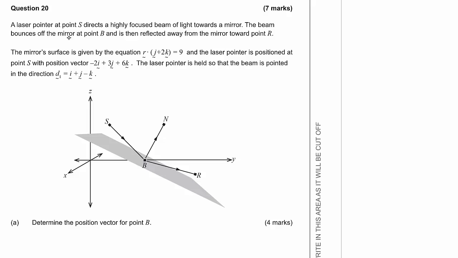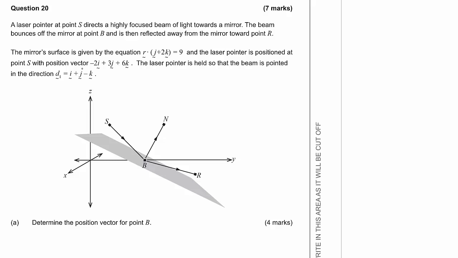A laser pointer at point S, which we can see on the diagram, directs a highly focused beam of light towards a mirror. The beam bounces off the mirror at point B and is then reflected away from the mirror towards point R. We can see that along here.